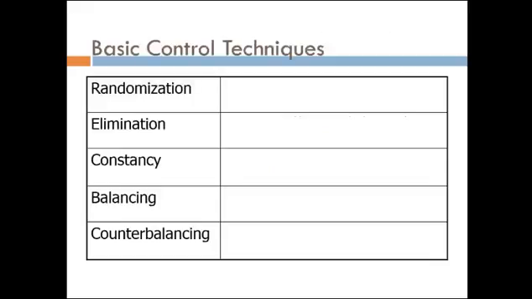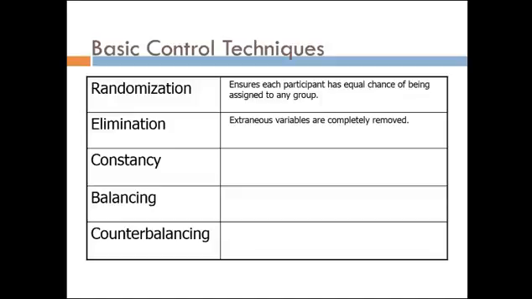Basic control techniques. One that I've been talking about, randomization. Make sure that each participant has an equal chance of being assigned to either group, and that way you start out with groups that are basically the same. Individual differences are distributed around. Another control technique is to eliminate the extraneous variable. Just recognize it and then make sure it's not there.